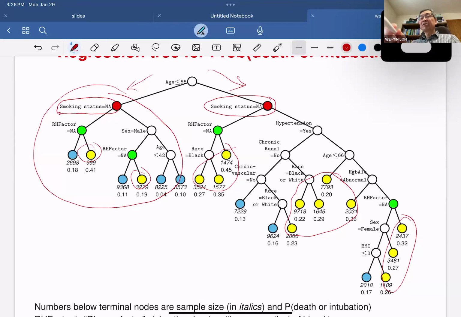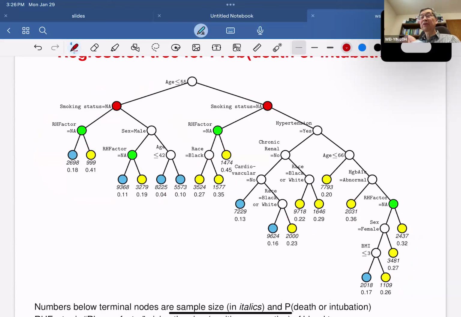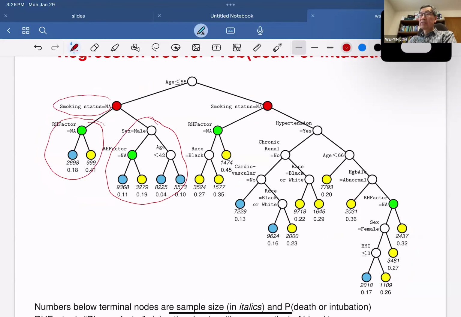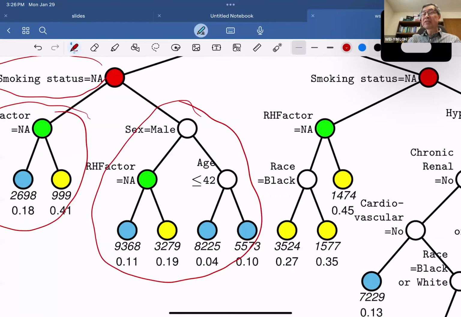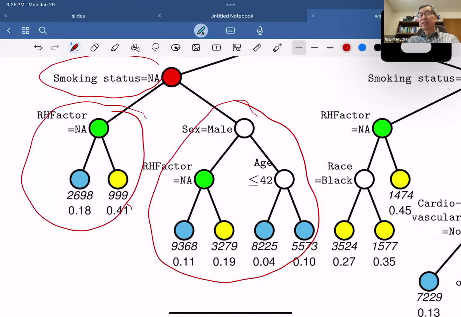But you can see now if I clean this up a bit more, and we look at here, this part will be all those younger people, age less than or equal to 55, for whom we do not know the smoking status. This part is for all the younger people, age less than or equal to 55, for which we know the smoking status, right? And it doesn't seem to matter what the smoking status is. As long as we know your smoking status, you are less likely to die or be intubated. For example, here, this is 49% probability that you die or be intubated, and 999 people in there. Over here, there are 2,698 people, and the probability of death or intubation is 18%. Whereas here, this is 11%, 19%, 4%, 10%.